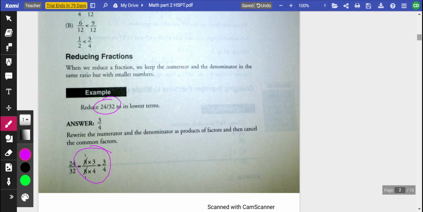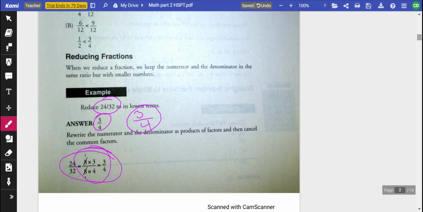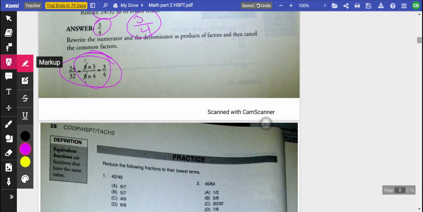24 divided by 8 is 3. 32 divided by 8 is 4. And that's how they get the 3/4. You don't have to write it all out if you do not need to. Don't waste time doing this if you can mentally already get it. So that was a really easy one to do. Let me cruise on to their next examples.